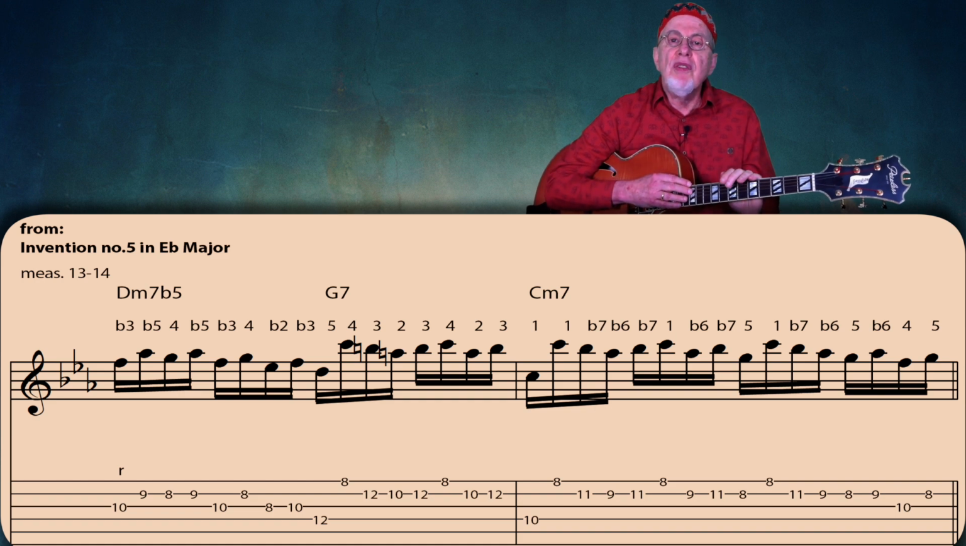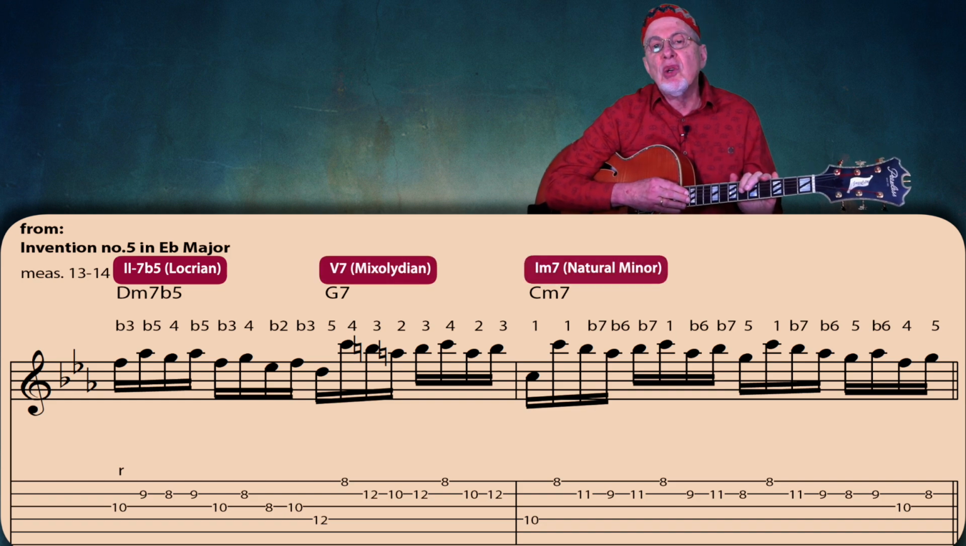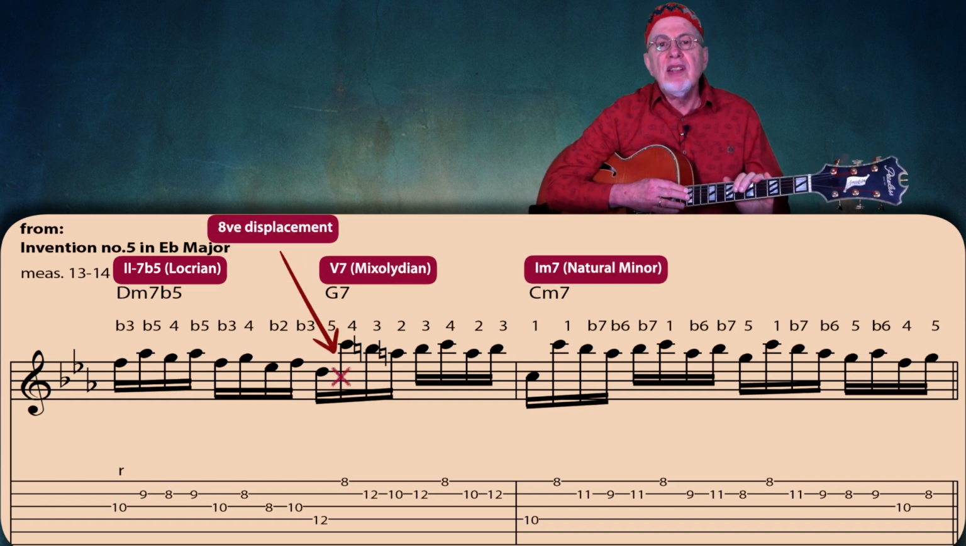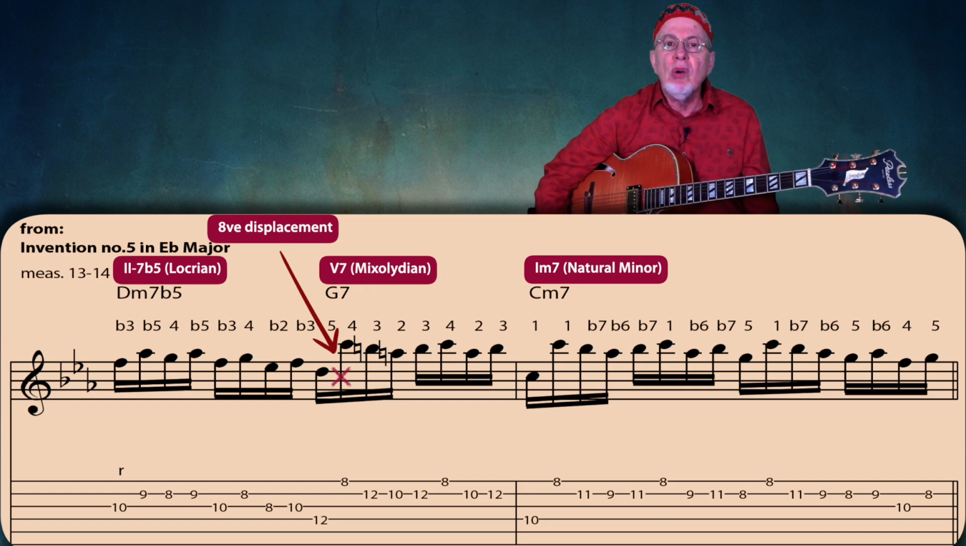This is a minor 2-5-1 with the line corresponding to the notes of a Locrian, Mixolydian, and natural minor. Notice the octave displacement here after the initial D over the G7. Instead of going down an interval of a second to the C below, it leaps up an octave.